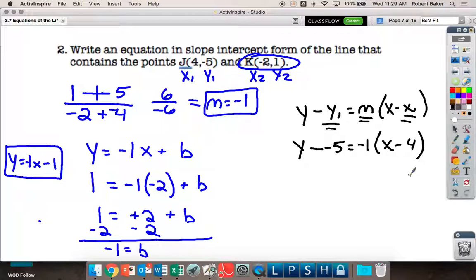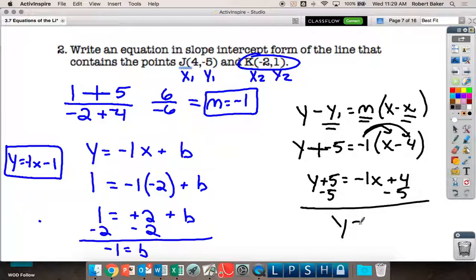At this point, you just math. Y plus 5 is equal to -1x plus 4. Subtract 5 from both sides. Y equals -1x minus 1. That's the same answer.